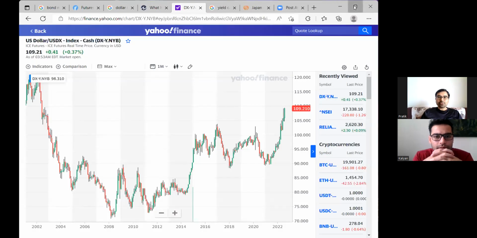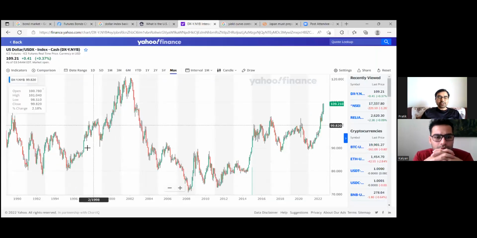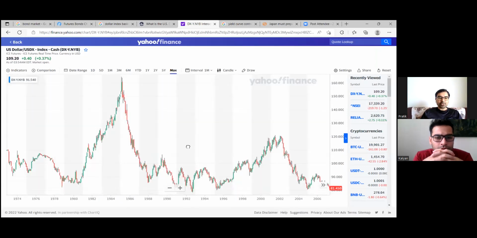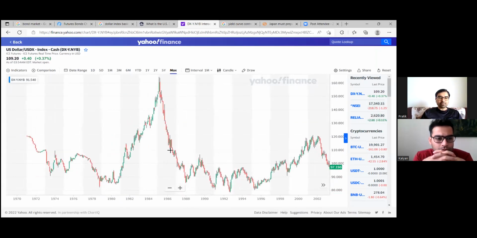If you look at this dollar index, you can see that the dollar generally moves around 100. 100 is basically where the baseline was in 1973 or something, when this index came into the picture. At that point of time, you had 100 as the base.